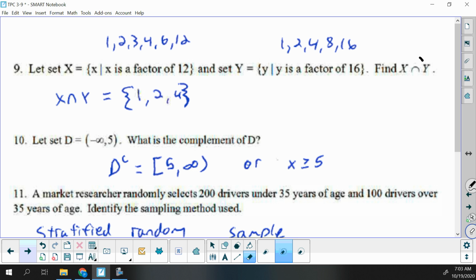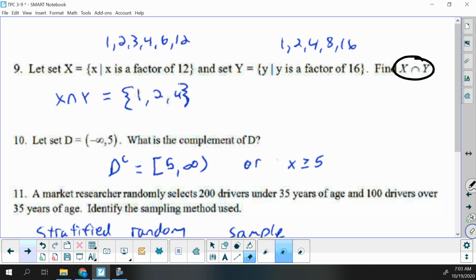So this is the intersection. We want to find the ones that are in both of those. So your factors of 12: 1 and 12, 2 and 6, 3 and 4. Factors of 16: 1 and 16, 2 and 8, and 4. So the ones that are in the intersection, so in both those, are 1, 2, and 4.